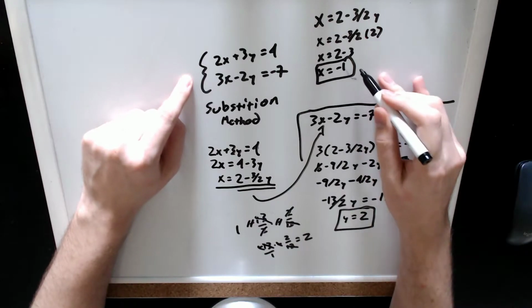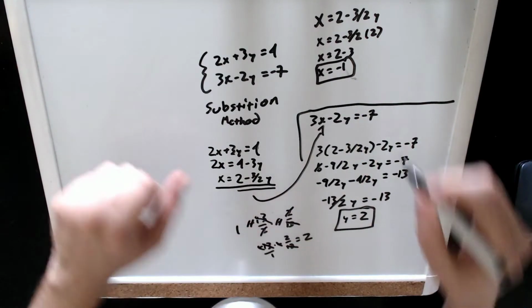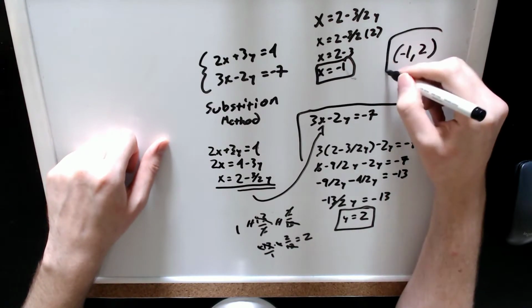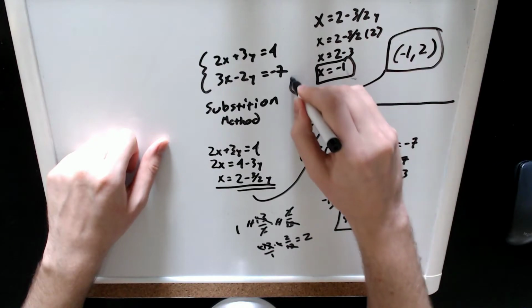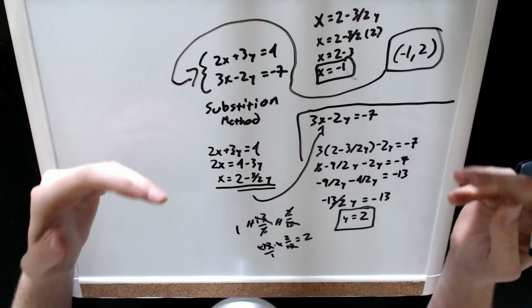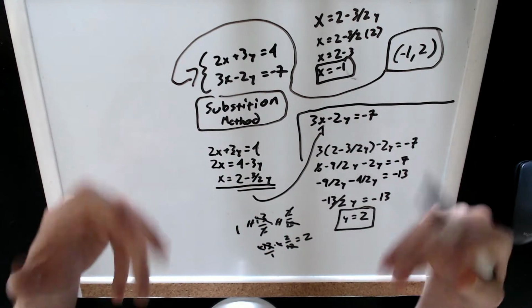X equals negative 1. So we know that the solution for this system of equations, the point at which they intersect, occurs where x equals negative 1 and y equals 2. So x equals negative 1, y equals 2. This is our solution for this system of equations. And that's how to do it by the substitution method. There's another method to do it with.